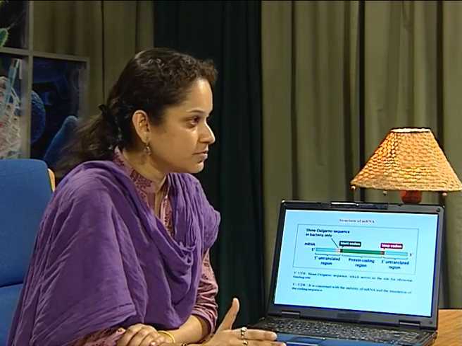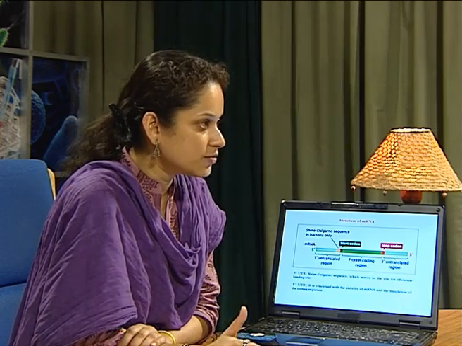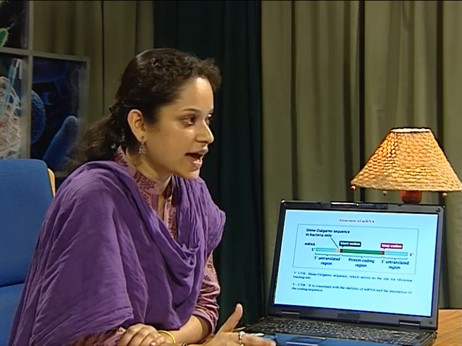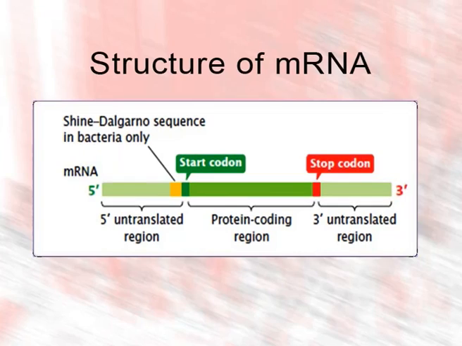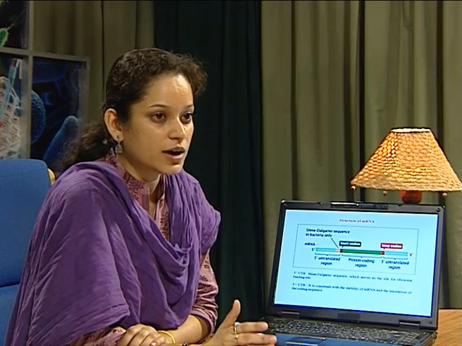Near the 5' end, there is a region or sequence of bases which is known as 5' UTR. UTR stands for untranslated region, followed by a protein coding sequence region, which is again followed by a 3' UTR. Now this together constitutes the structure of mRNA. What is the function of 5' UTR?